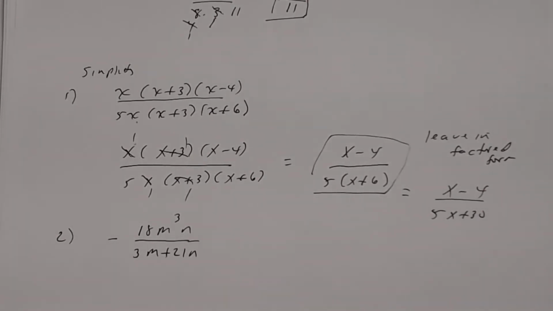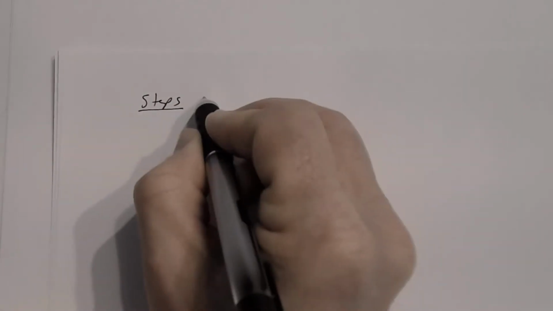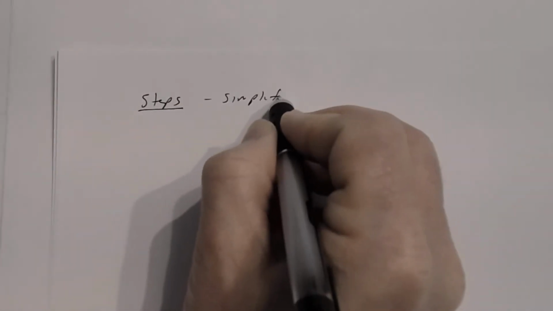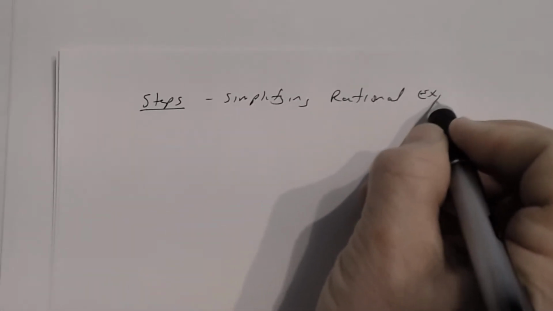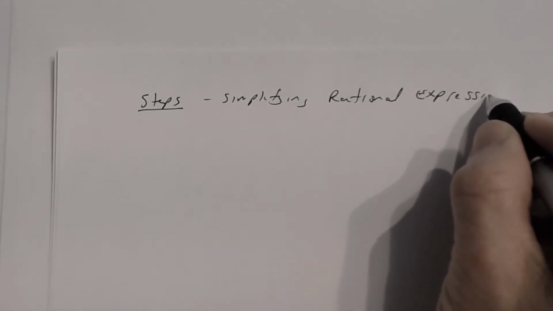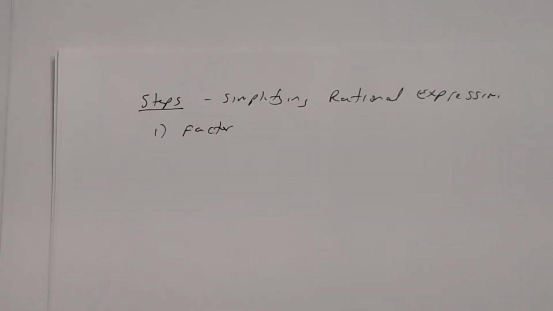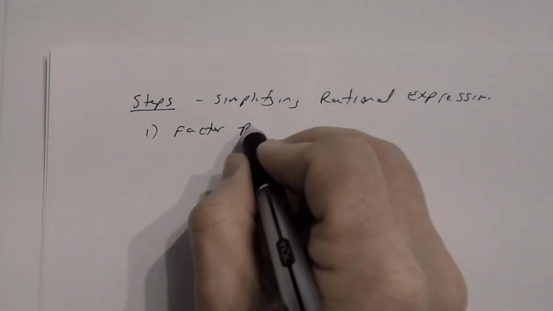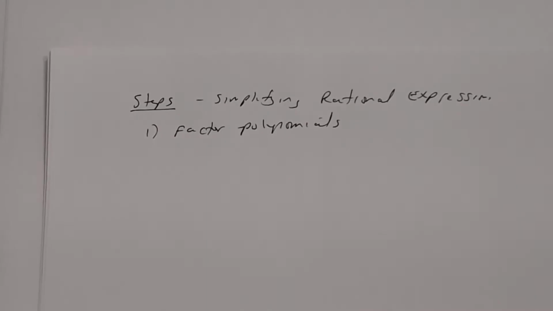All right, now let's start talking about some steps in simplifying rational expressions. So the first thing you want to do, number 1, is factor the polynomials. All right, factor the polynomials.